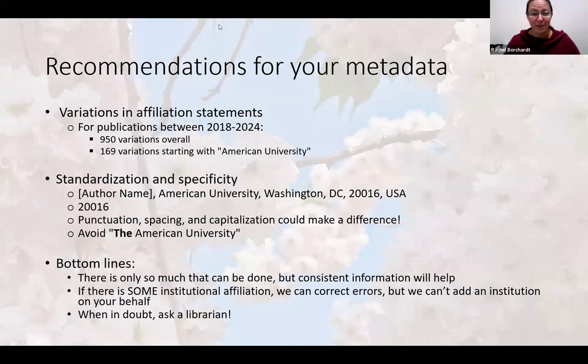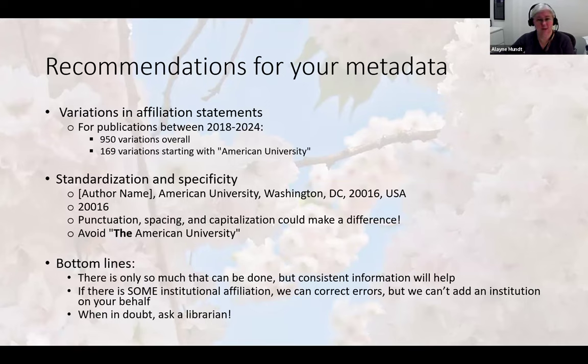And I'm gonna turn it back to Elaine to finish us up. Yeah. So just some quick recommendations. Going back to our variations in affiliation statements, in reviewing faculty publications between 2018 and 2024, there were 950 variations overall out of more than 4,000 publications. And 169 of these alone started with American University.